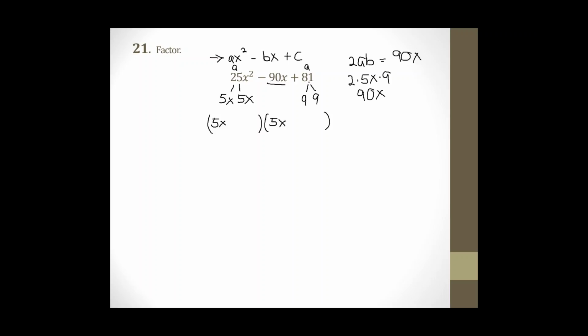and then square rooting the last term, which was a 9 and a 9, and this sign basically determines the sign that both of them are going to get. In this case, it is a minus. If you're not sure, you could use foiling to check that you get back to the original problem.